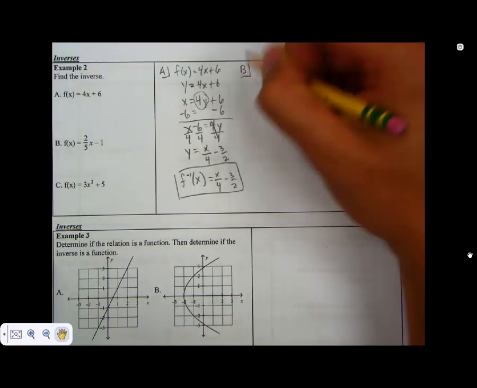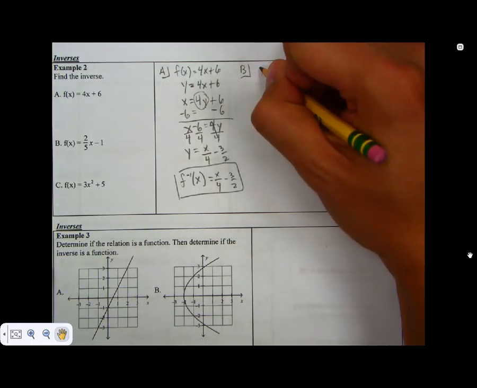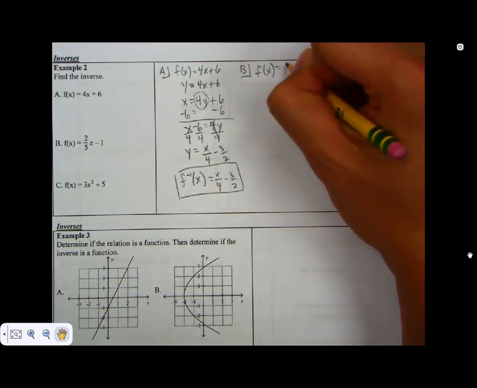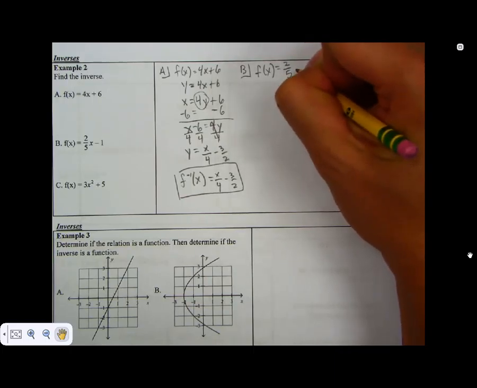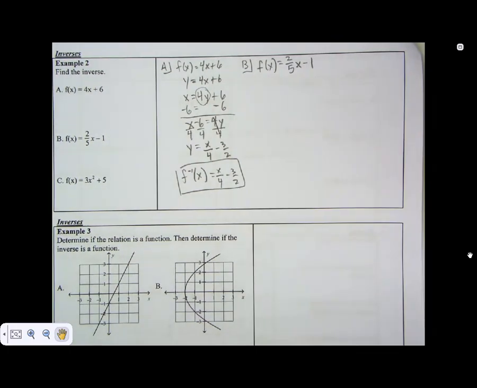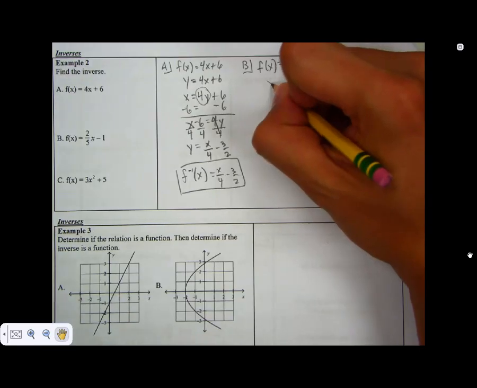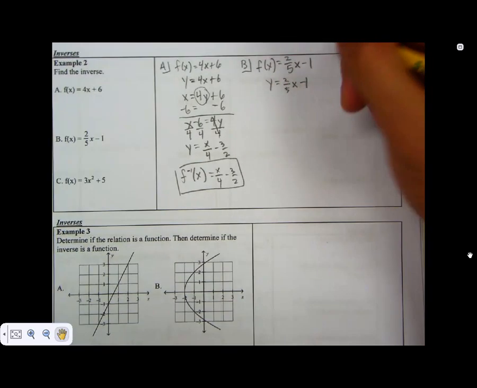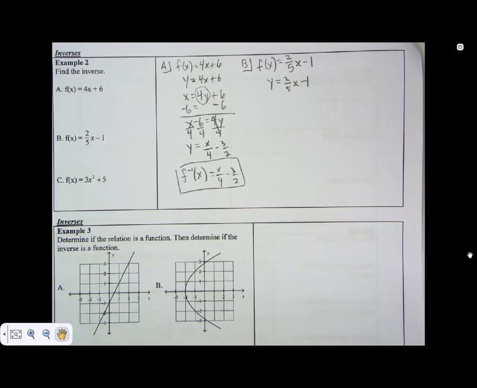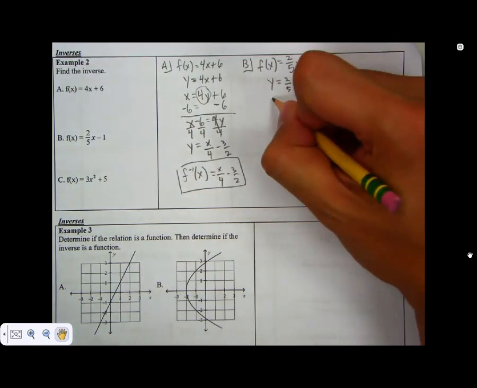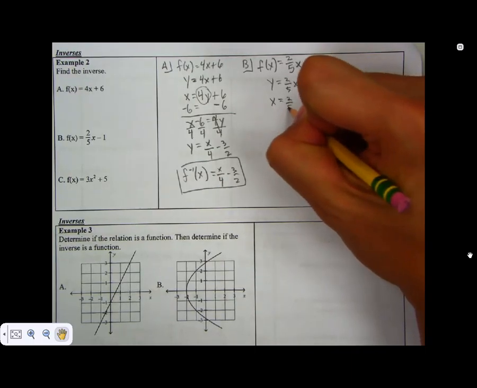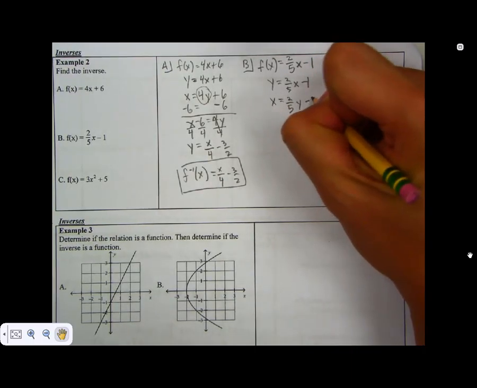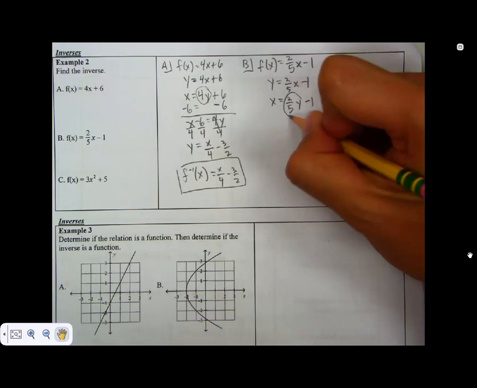Part B. Find the inverse of f of x equals 2 over 5 x minus 1. Remember, f of x just means y, so y equals 2 over 5 x minus 1. To find the inverse, just switch the x and the y. x equals 2 over 5 y minus 1, and solve for y.